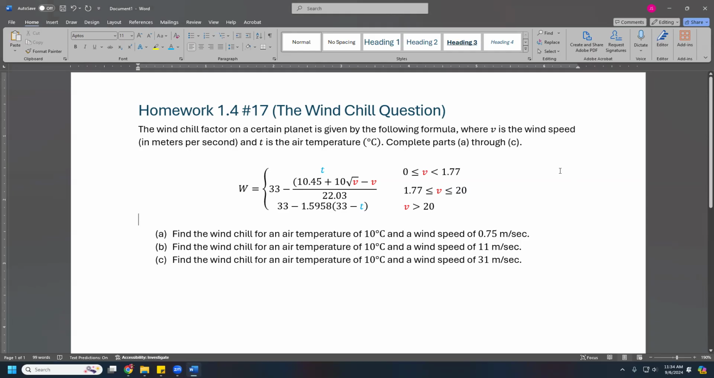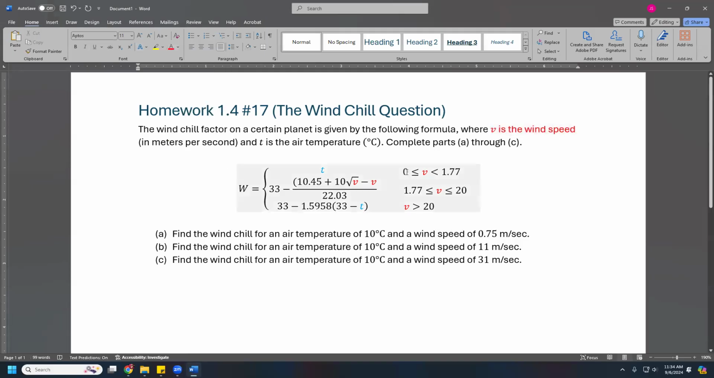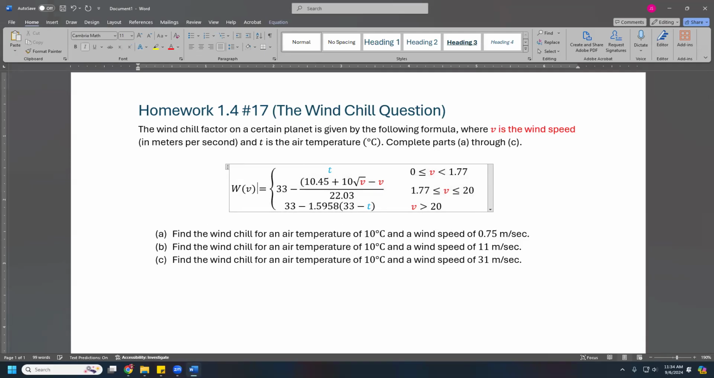Okay, so first off, let's take a look at what the question's actually saying. It looks like we've got wind speed that is broken up into a piecewise function based on v. All right, what does V represent? V is the wind speed. So I'm going to go ahead and highlight this red. I'm sure you guys have figured out by now that I love my color coding. And I'll also notice that inside this wind chill piecewise function, I know my variable is V because that's what it's telling me over here. The conditions are all based on V. So I know my variable is actually V.